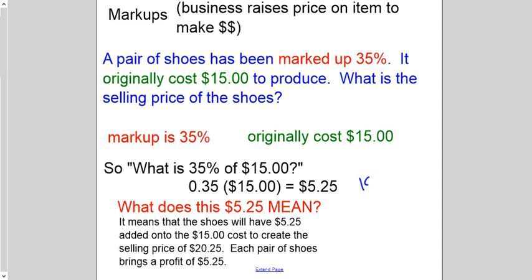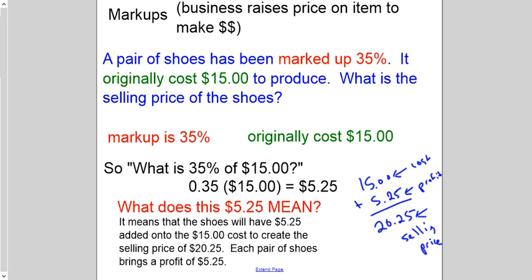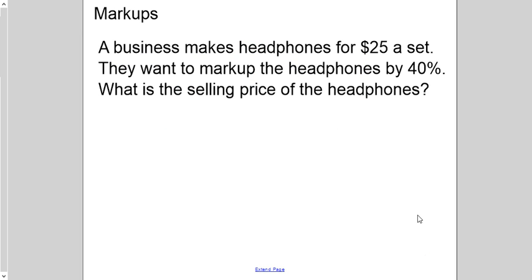So here's the original cost. I'm going to write it out. We're going to take the markup, add it to it, and that becomes $20.25. This is how much it costs them to make it. This markup is pretty much their profit, and together it equals the selling price. Because when they sell it, they need to get back everything that they put to make it or buy it, and then they also have to have the profit from that as well. So it's not that difficult of a concept.